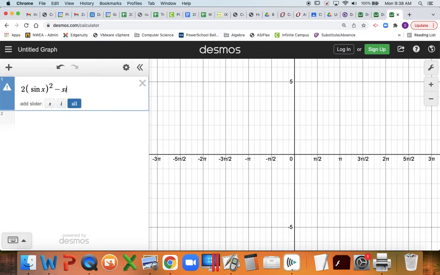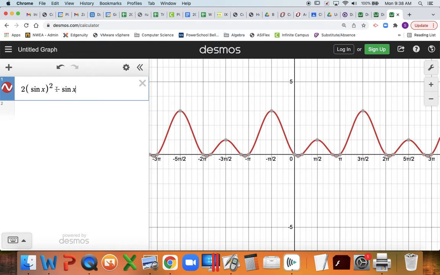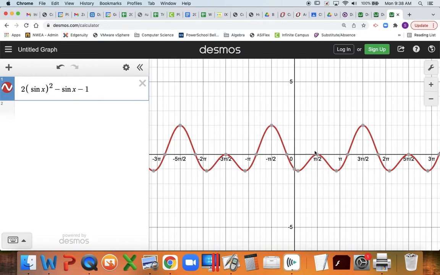Minus the sine of x. Okay, and we're looking for it to equal 0. So we're just looking at when does it hit our x-axis. So again, we've got our pi over 2, our 7 pi over 6, and our 11 pi over 6. So you can see this is when this equation is equal to 0. And now we have verified.